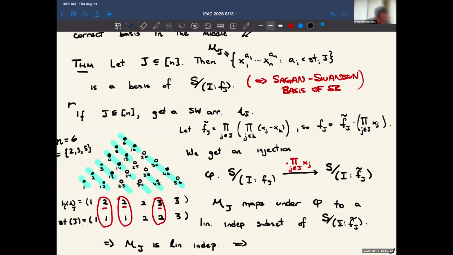And thereby, by the Hilbert series result, the Hilbert series of this quotient, MJ is going to be a basis. And therefore, we have a basis of the superspace coinvariant ring, and that proves the Sagan-Swanson conjecture.